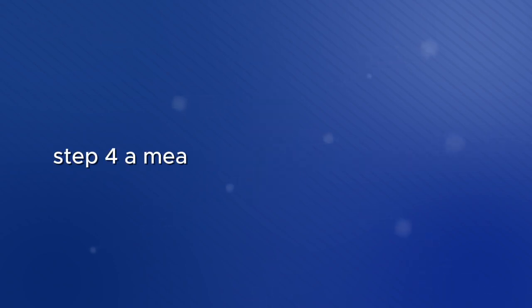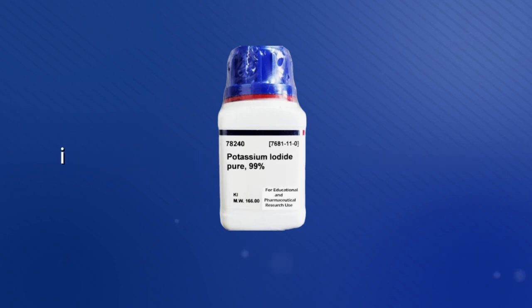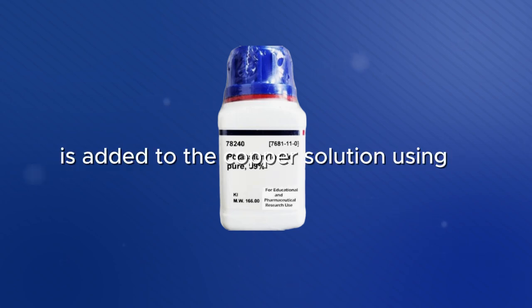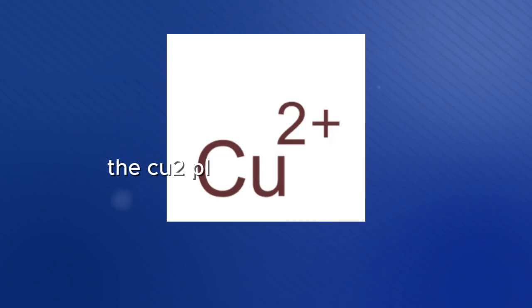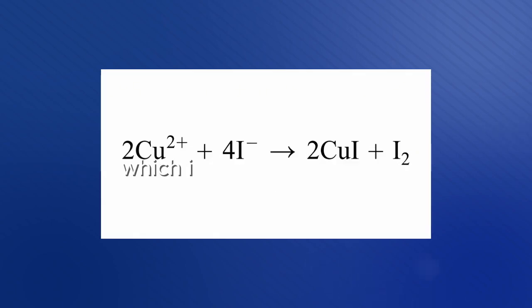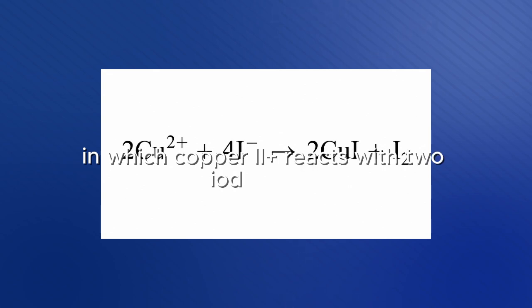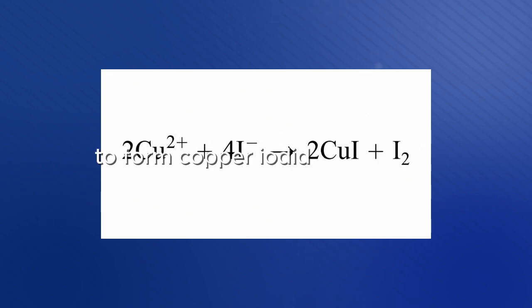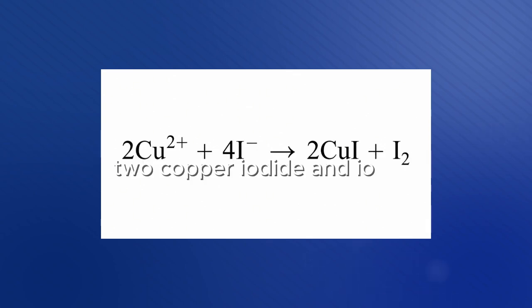Step 4. A measured amount of potassium iodide is added to the copper solution using a pipette. The Cu2+ reacts with iodide ions, forming copper iodide and releasing iodine, which is 2Cu2+ + 4I−, in which copper 2+ reacts with iodide ions to form copper iodide, which produces 2 copper iodide and iodine.